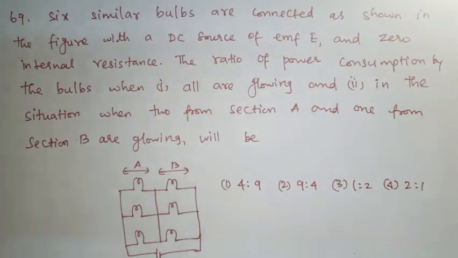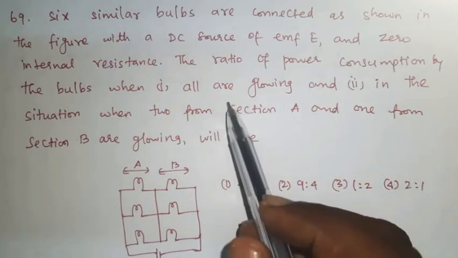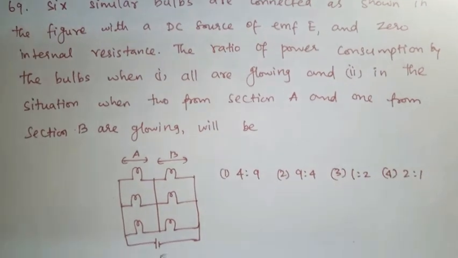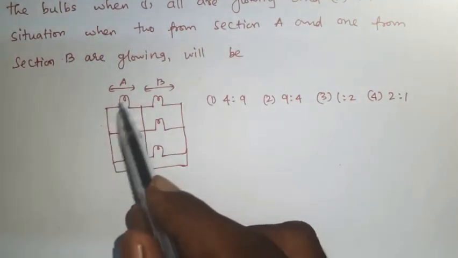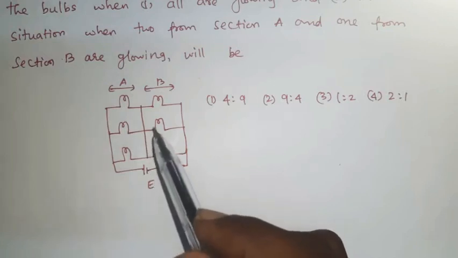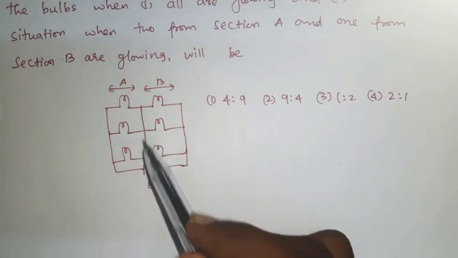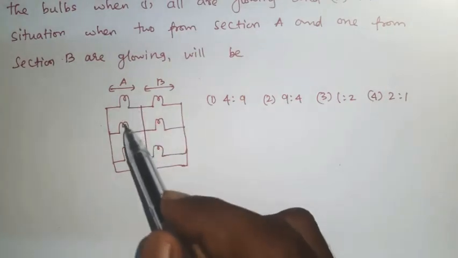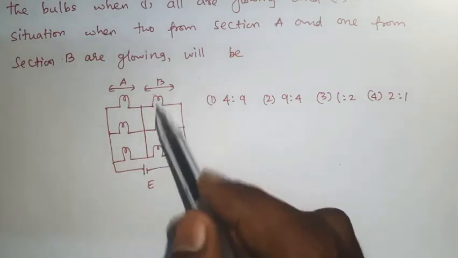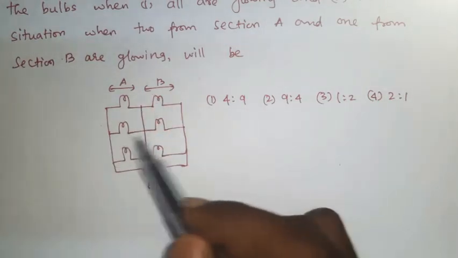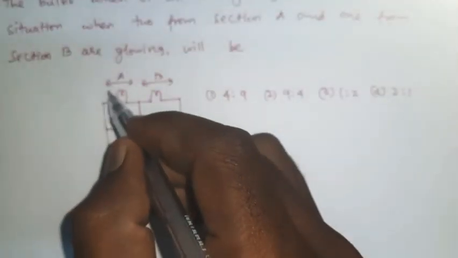So first we'll find how much power is consumed when all are glowing. For the first situation, here 6 bulbs are connected. Now we'll find the resultant resistance. These 3 are connected in parallel, these 3 are connected in parallel, and these parallel groups are connected in series. Now consider R to be the resistance of each bulb.